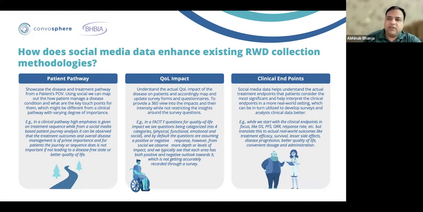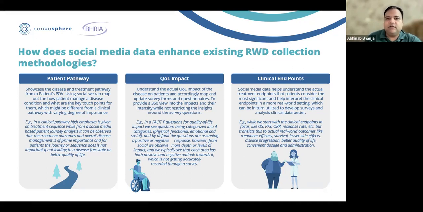So in patient pathways, we get a lot of inputs from social, wherein we see how patients are getting diagnosed with the condition, how they are managing it, and what the key touch points are. That might differ a bit from the clinical pathway in multiple ways, right? Definitely there are certain clinical pathways that all diseases have and all pharma companies use, and we start with that.